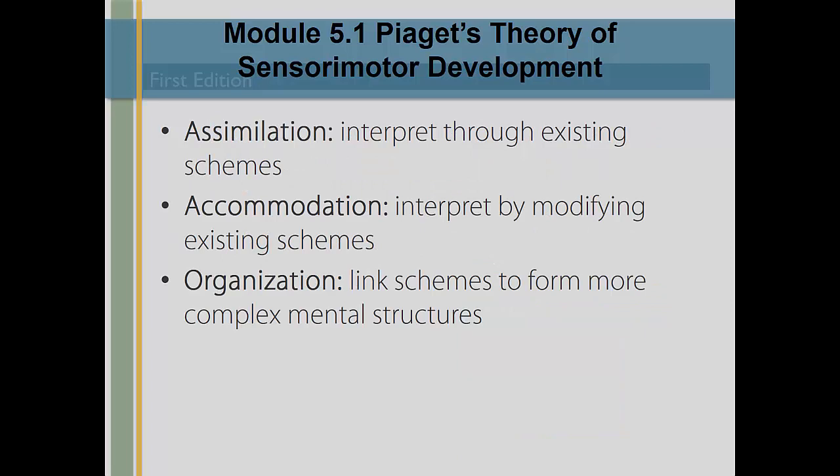Organization occurs when schemes are linked to form more complex mental structures. If you have a difficult time distinguishing between assimilation and accommodation, this strategy might be helpful. Assimilation has two S's, which could stand for same scheme. Accommodation has the letter C, which can stand for change scheme.